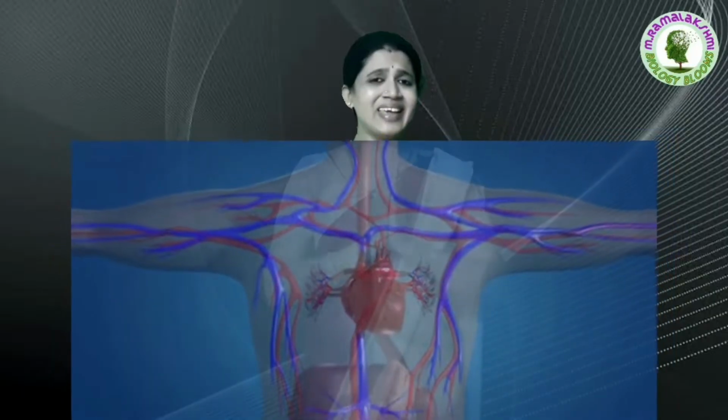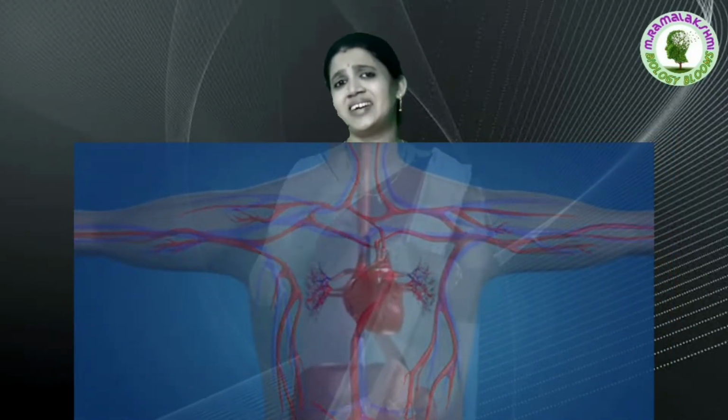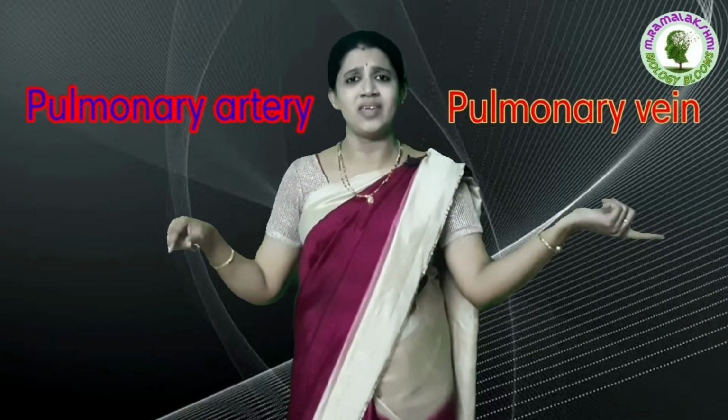So we have a clear idea about the arteries' function and the veins' function. Arteries carry oxygenated blood and veins carry deoxygenated blood. Children, here I want to say about the pulmonary artery and the pulmonary vein.